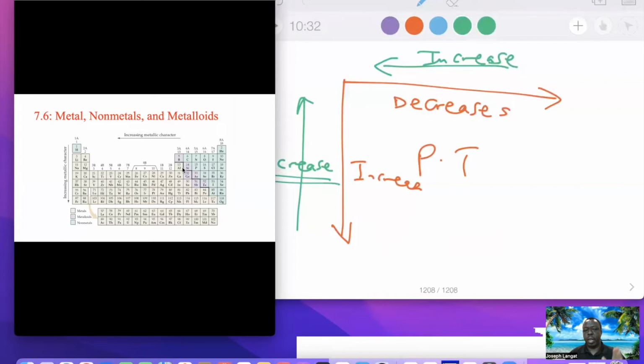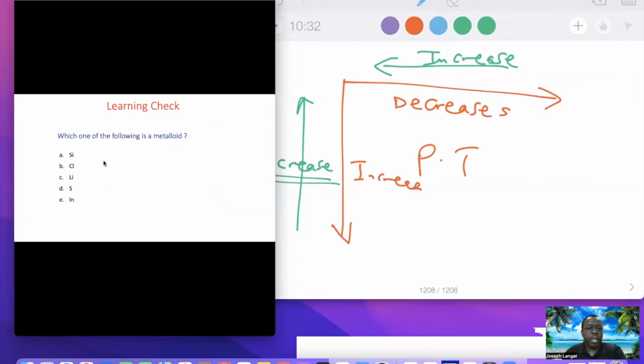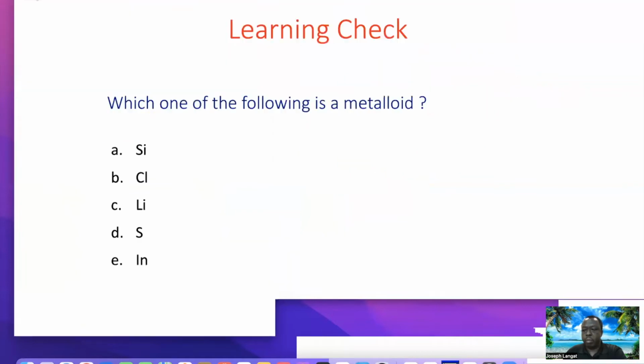Remember, on most periodic tables, they have this bold zigzag staircase, which separates metals from non-metals, and you gotta know which elements constitute semi-metals. Semi-metals are these purple ones. They are boron, silicon, germanium, arsenic, antimony, tellurium. Some have polonium and astatine, but for our case, 1, 2, 3, 4, 5, 6, please take note of that. Having said that, let's look at the learning check here.